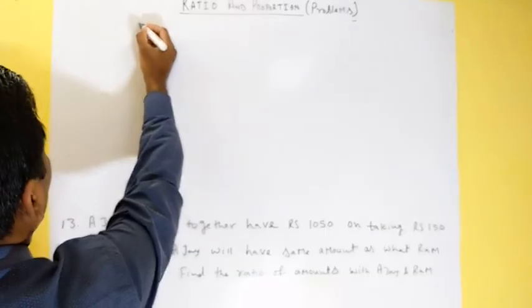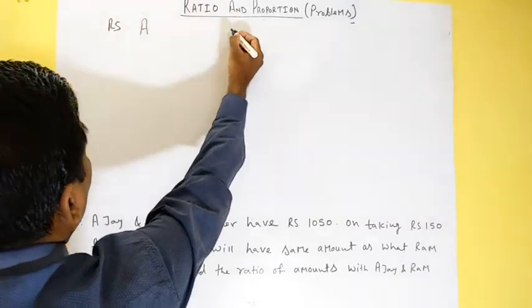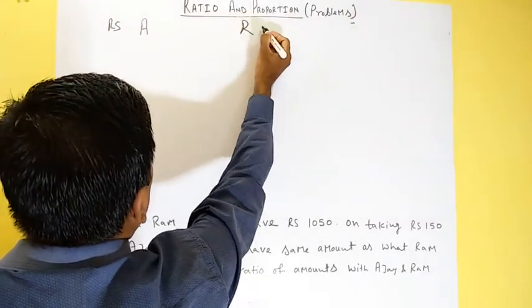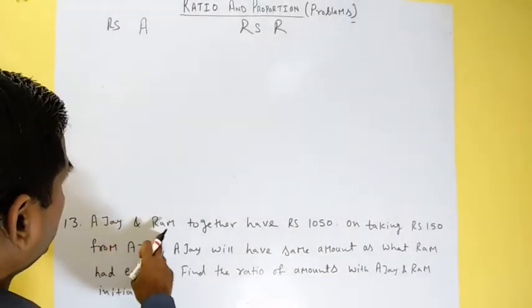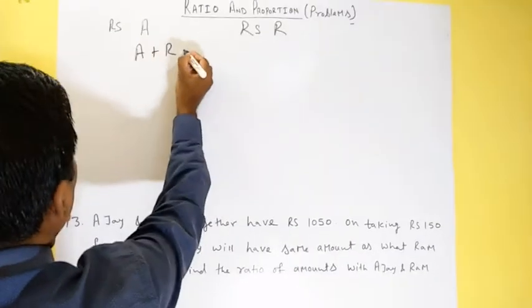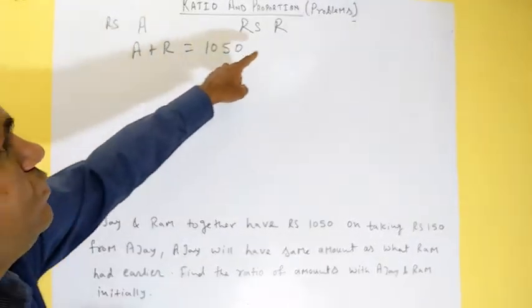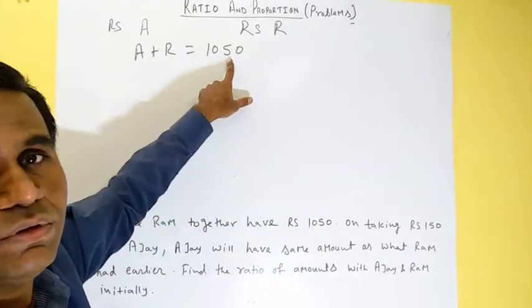So how to find the ratio of what they have initially? So what we will do here, we will assume, let's say Ajay has rupees A and Ram has rupees R, initially. Now if you see, Ajay and Ram together have rupees 1050. If we add A plus R, it will become 1050. Ajay's amount is A, Ram's amount is R. So if we add A plus R, Ajay and Ram together have 1050. It will become this much.